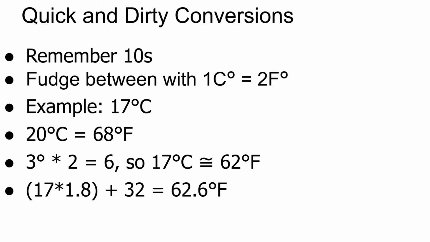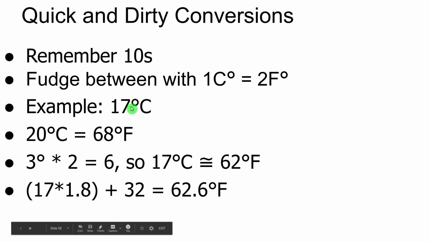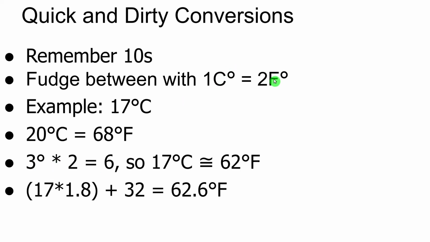So you can just pick the 10 Celsius degree temperature that's closest to the Celsius that I give you, and then just fudge in between with 1 Celsius degree equals 2 Fahrenheit degrees.